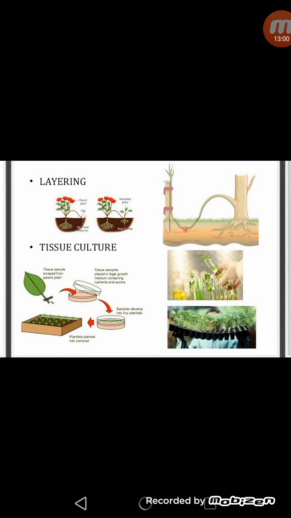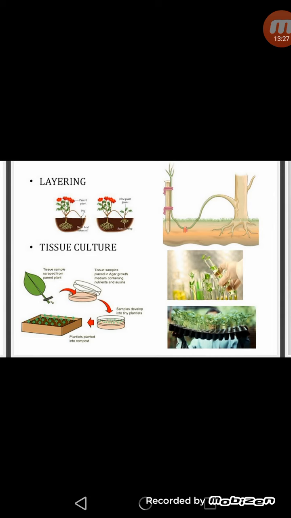Now the last method of artificial vegetative propagation is tissue culture. Now what is tissue culture? In this method, a small piece of tissue is cut off from the top of a plant. So we can say from the tip of the plant we cut a very small portion. This is then placed in an artificial nutrient medium containing hormones.